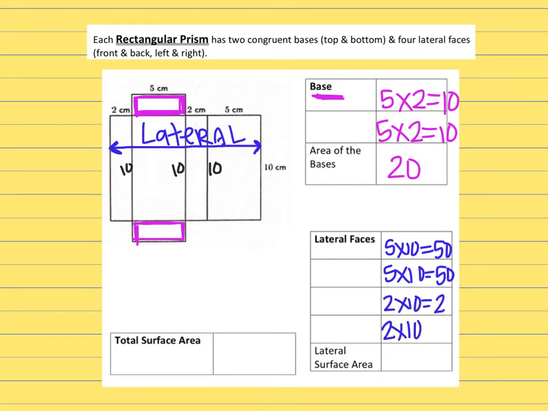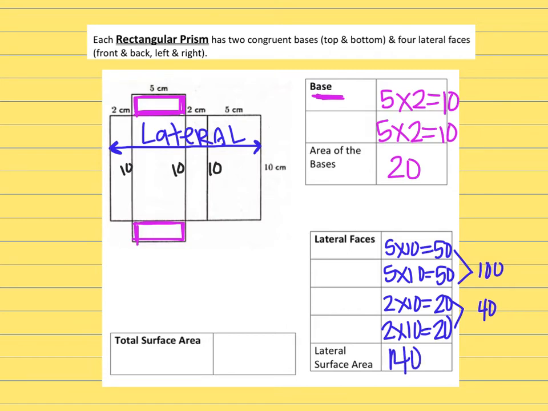Remember, there's always 2 exactly the same size. Now, when I add these together, I have 50 plus 50. That makes 100. I have 20 plus 20. That makes 40. So now all together, those 4 pieces make 140.